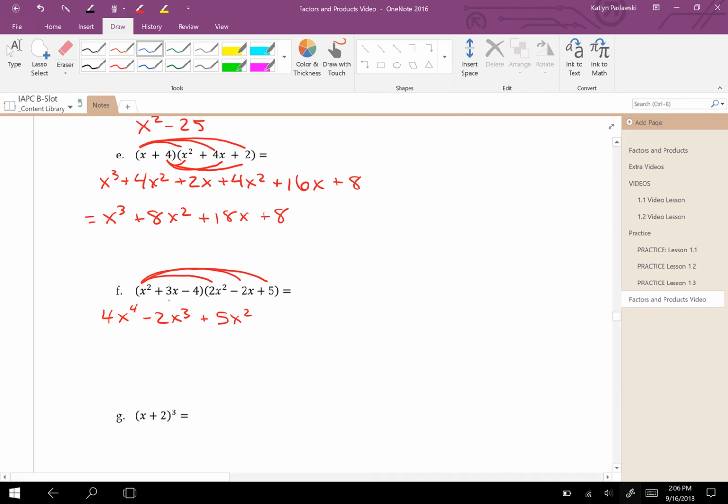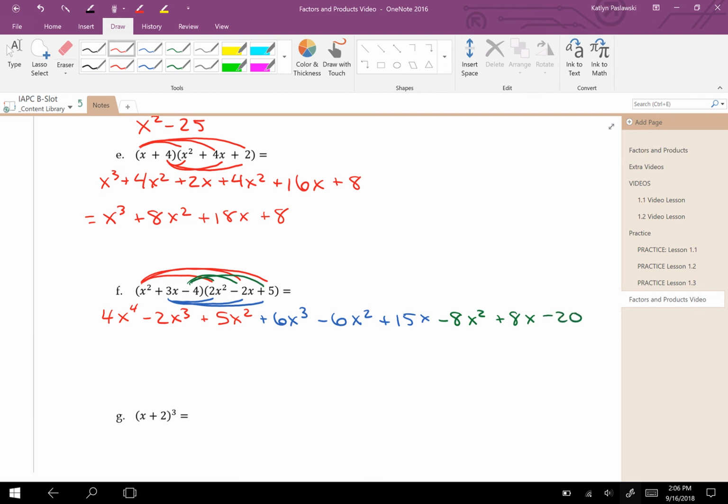Next term, I'm going to start here. We would have positive 6x cubed minus 6x squared plus 15x. And the third term, negative 8x squared, positive 8x, and negative 4 multiplied by 5 is negative 20.